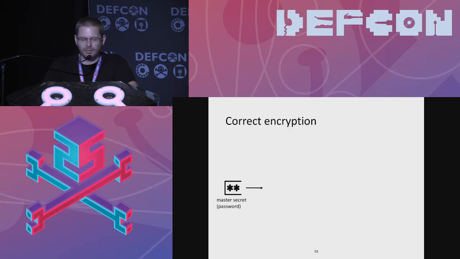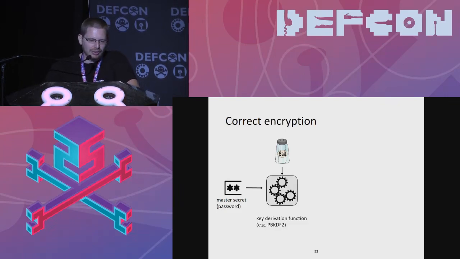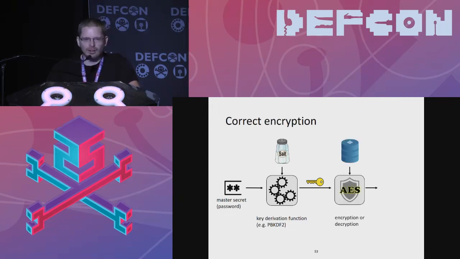In most cases, we have a password. This password should be augmented with some salt. Depending on the salt length, there are different standards, like NIST, which describe how long this salt should be. And on this combination, a key stretching or key derivation function should be applied. The output of this function builds our encryption key. And in combination with a reliable algorithm like AES, we can do our encryption and decryption.